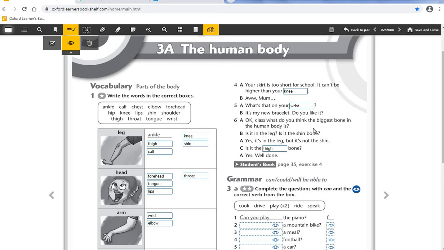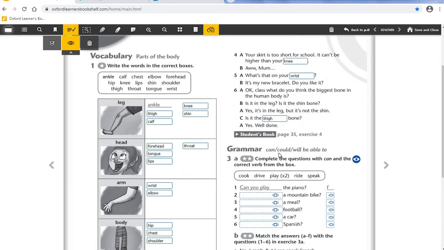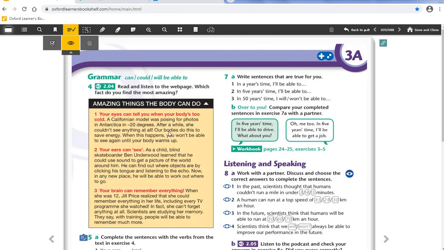Okay, class, what do you think the biggest bone in the human body is? Is it in the leg? Is it the shin bone? Yes, it's in the leg, but it's not the shin. Is it the thigh bone? Yes, well done. And we continue with the student's book again.